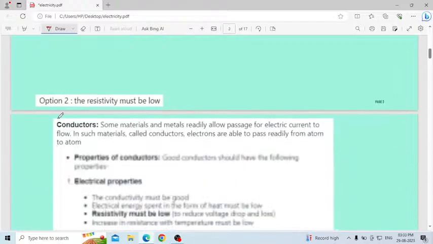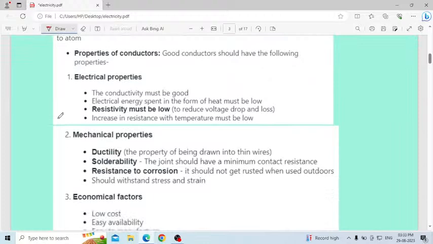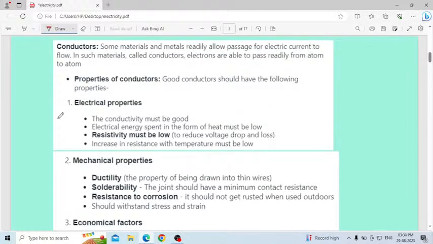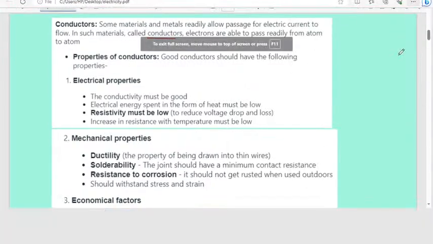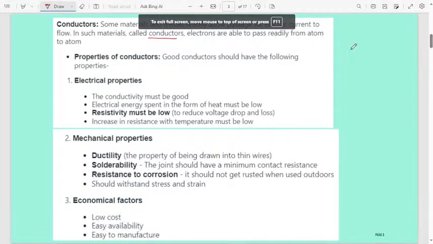Let us discuss this answer in detail here. Conductors are materials and metals that readily allow electric current to flow. In such materials, called conductors, electrons are able to pass readily from atom to atom. I will zoom in so it will be clear for you.